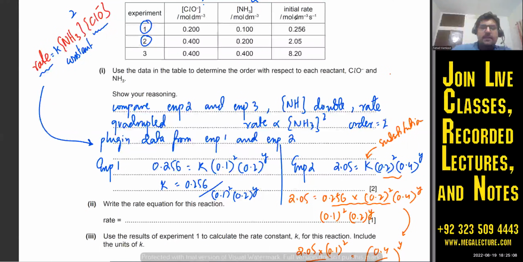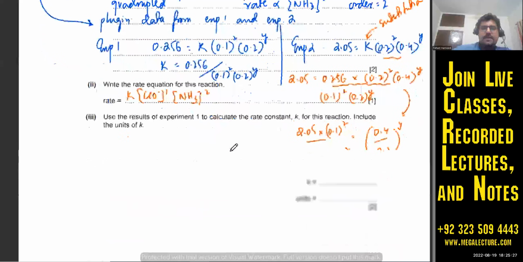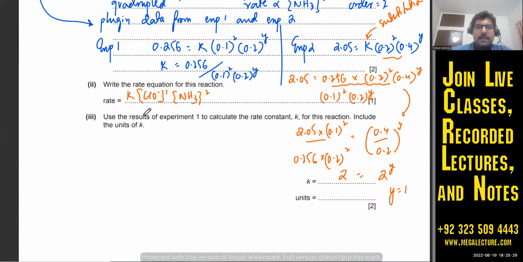Finally he's asking for the rate equation. So rate is equal to k. We figured out the order. With respect to ClO minus 1, it's 1. And with respect to NST, it's squared. The next part is he's asking you to calculate k.